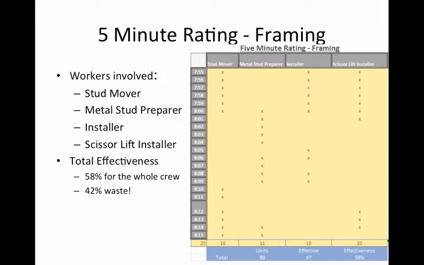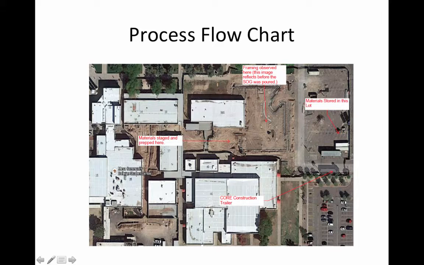Our 5-minute rating observed a group of workers framing a wall. The workers included were a stud mover, a metal stud preparer, an installer, and a scissor lift installer. The total effectiveness for this crew was 58%. This process flowchart illustrates the long distances that needed to be traveled between the workers, their materials, and then the actual site that they were working on.